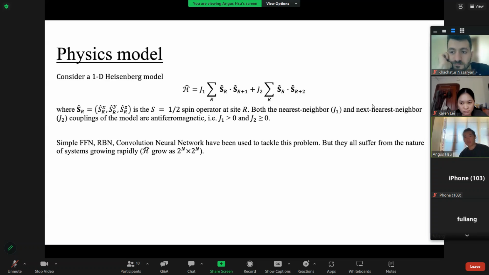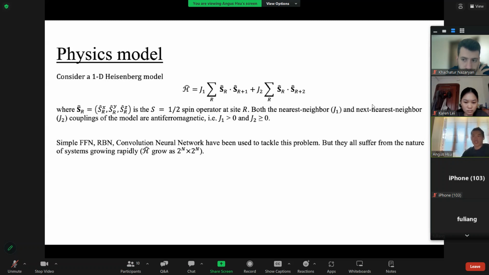As we discussed, this problem has long been studied by people trying to implement it using neural networks, really simple feed-forward networks, like the restricted Boltzmann machine or convolutional neural networks, all used to tackle this kind of problem. So it's not a new thing to try to implement your quantum state with a neural network.